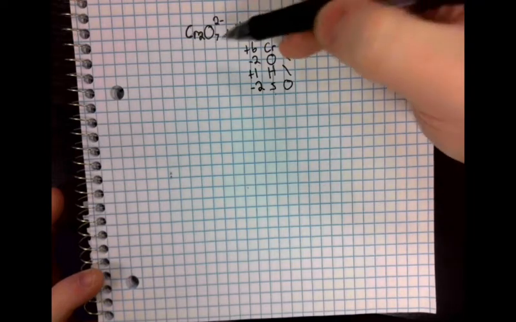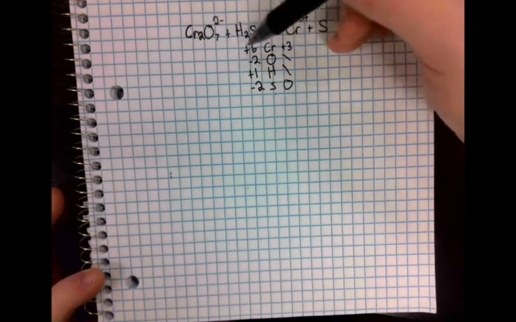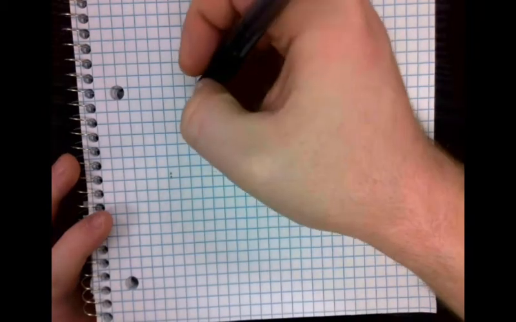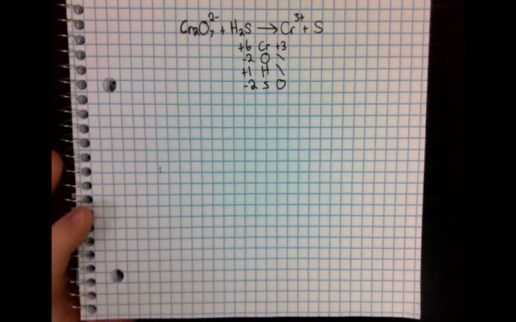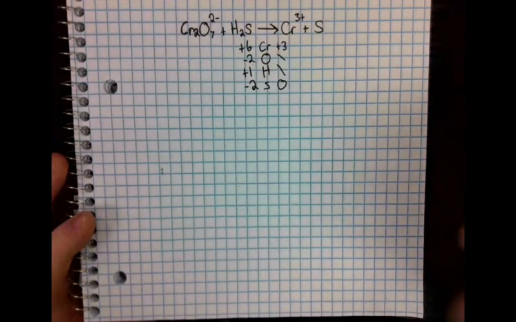Okay. So then what we're going to do, we're going to write our half reactions just like we have been, except, like I said, we're going to actually leave the thing as a whole. So my first half reaction, let me make sure I'm in frame.